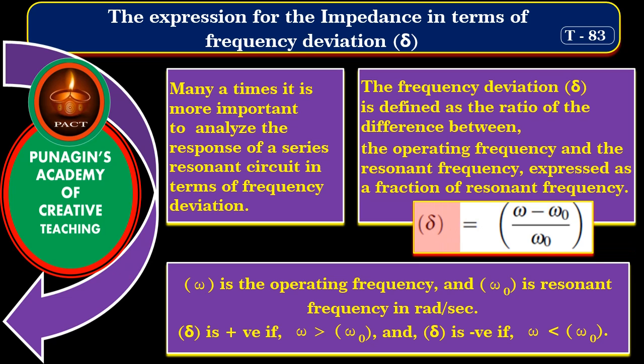Hence, delta is equal to omega minus omega naught divided by omega naught, where omega is the operating frequency in radians per second and omega naught is the resonant frequency in radians per second. Delta is positive if omega is greater than omega naught and delta is negative if omega is less than omega naught.